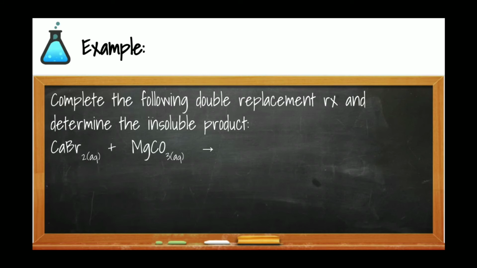Let's do one final example. Here, the first step will be to break the reactants into ions. So we'll have calcium and bromine and magnesium and carbonate. We do not need to write down subscripts when we break the reactants into their individual ions. Now the ions will switch partners. So calcium will partner with carbonate and magnesium will partner with bromide.